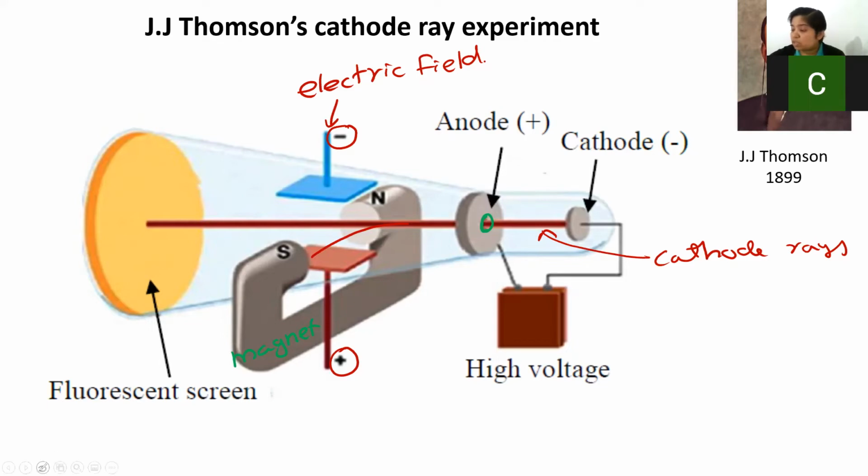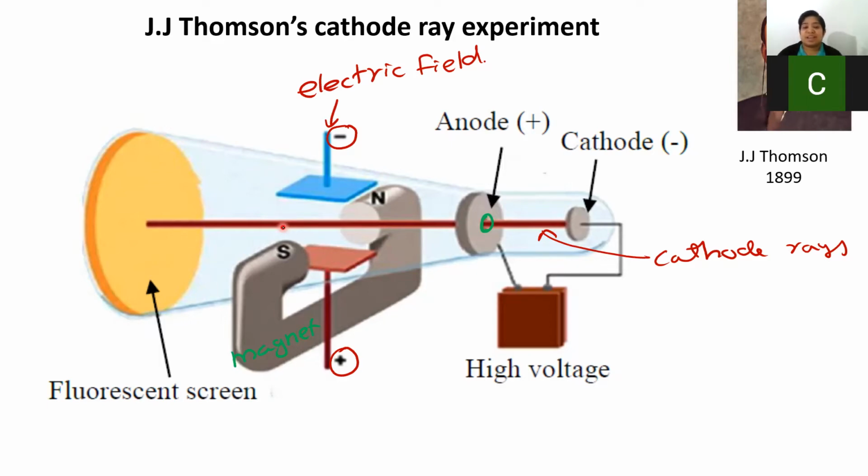Now the way this research goes is once you have some sort of observation, you try your best to confirm it. Next, he removed the electric field and he provided this magnetic field. When he provided the magnetic field, this cathode ray deflected in a way that a negative charge would deflect.